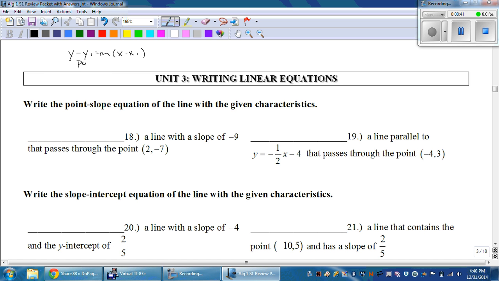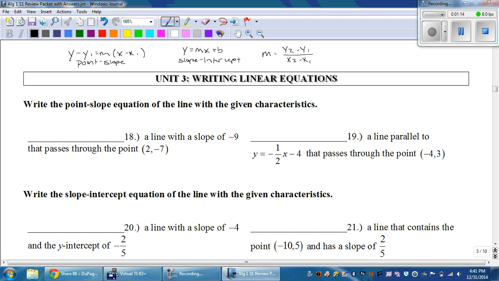Okay, so that's point slope. You're going to hear us talk about slope-intercept, which you should know by now, is y equals mx plus b. And the other thing we're going to talk about is the formula to find slope, which is y2 minus y1 over x2 minus x1.